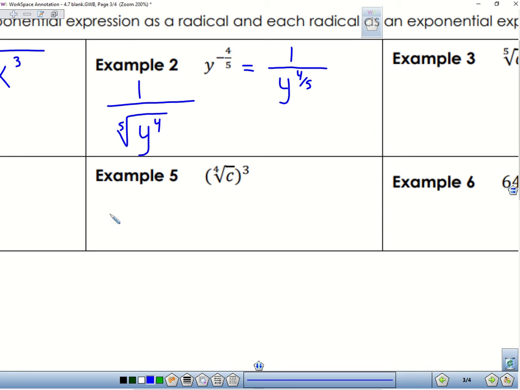So the denominator is your index, which goes on the outside. The numerator is your new exponent. And this will be your final answer on this question. Can't do anything with that.